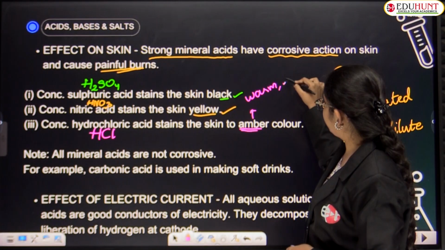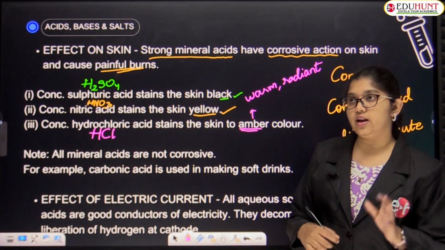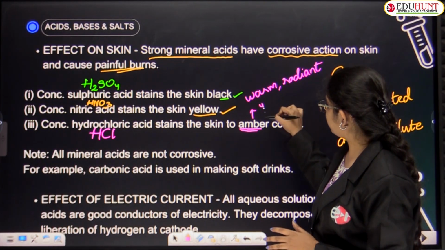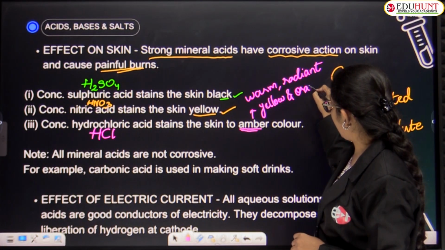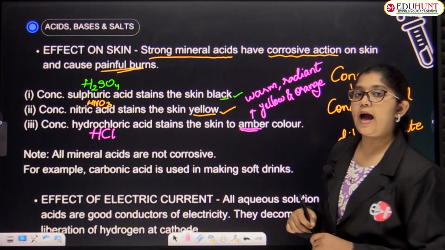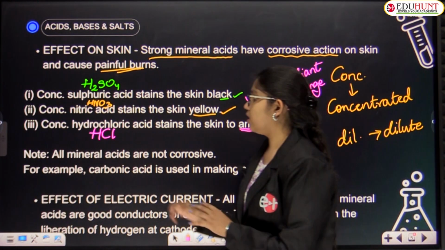And we can say radiant. And it is a color between yellow and orange. Okay, we can write the color is between yellow and orange. That is known as amber color. Which color, children? Amber. Okay, fine. So we have here three, no? What are the three?